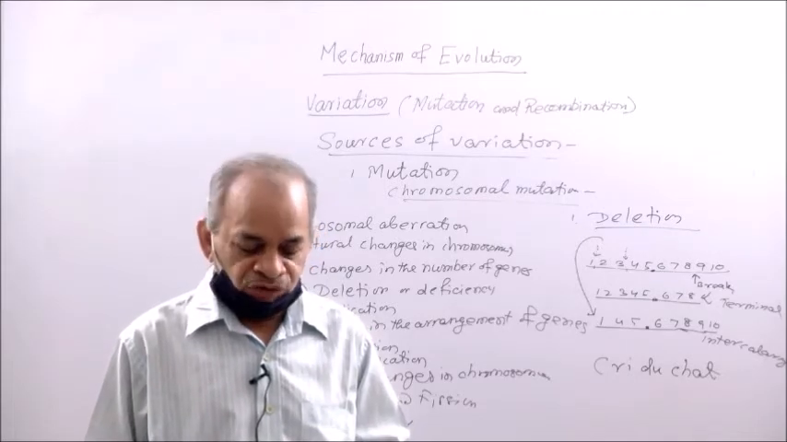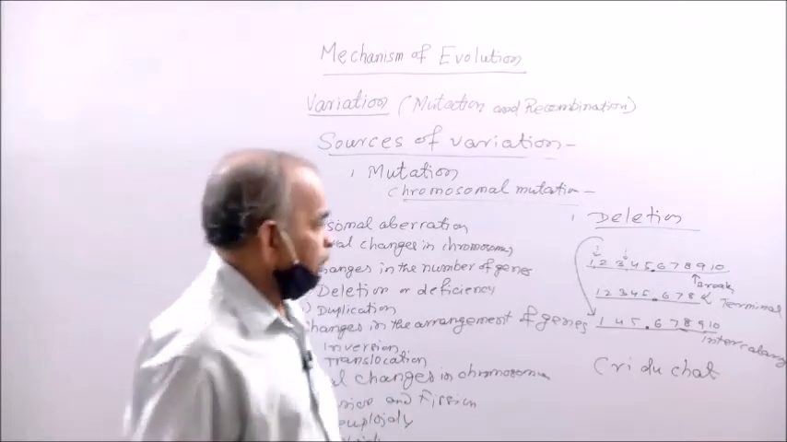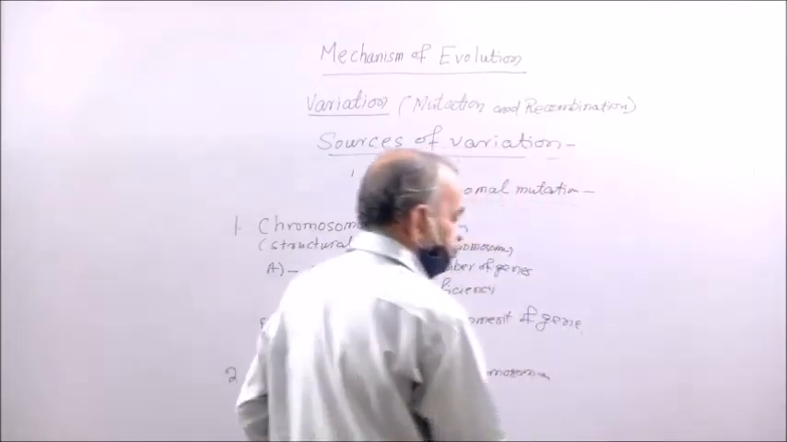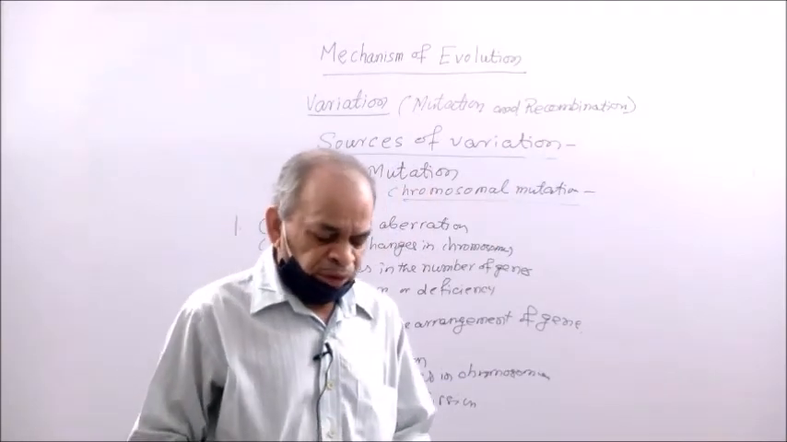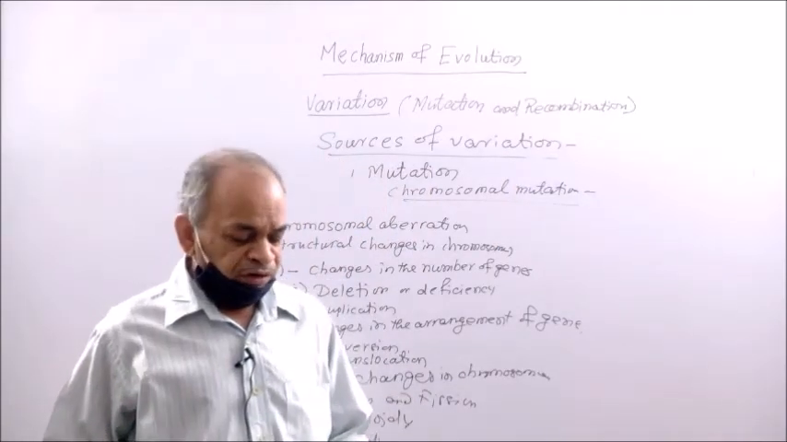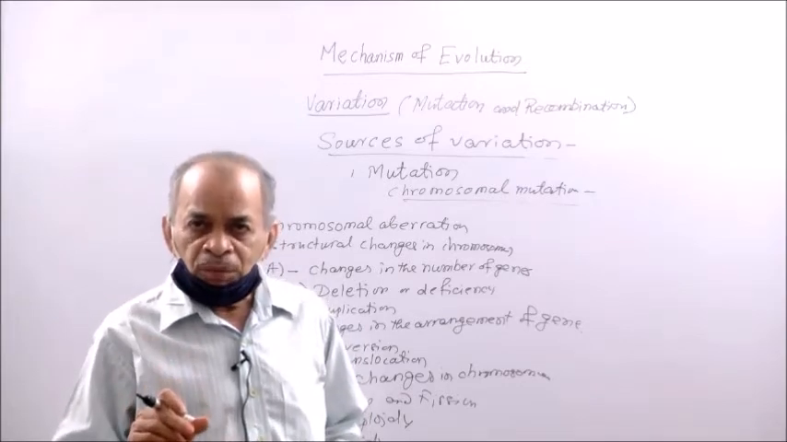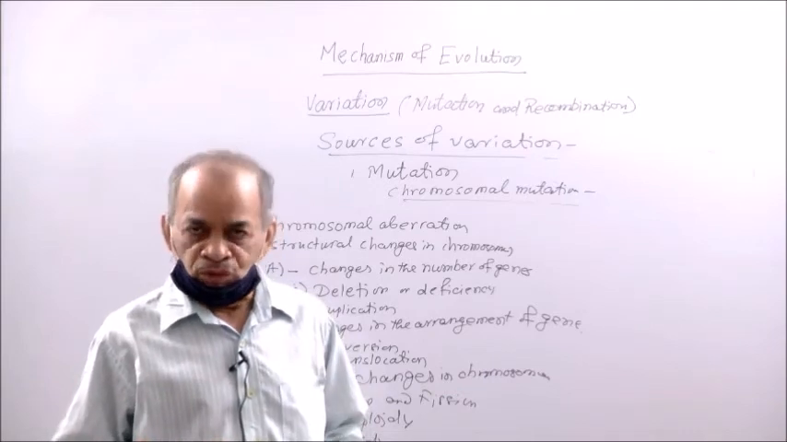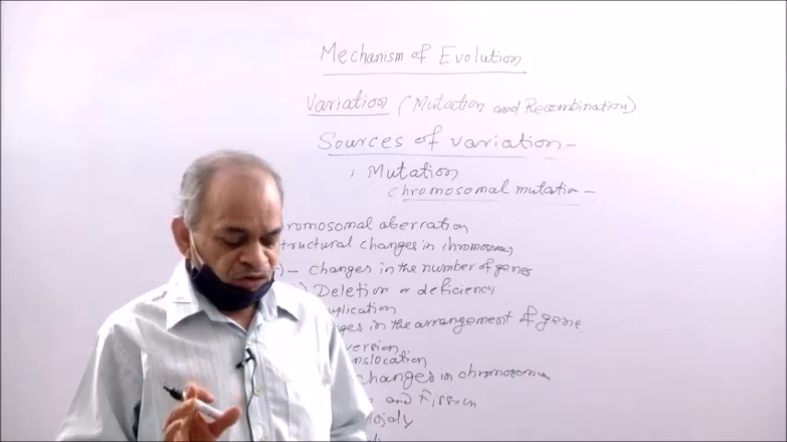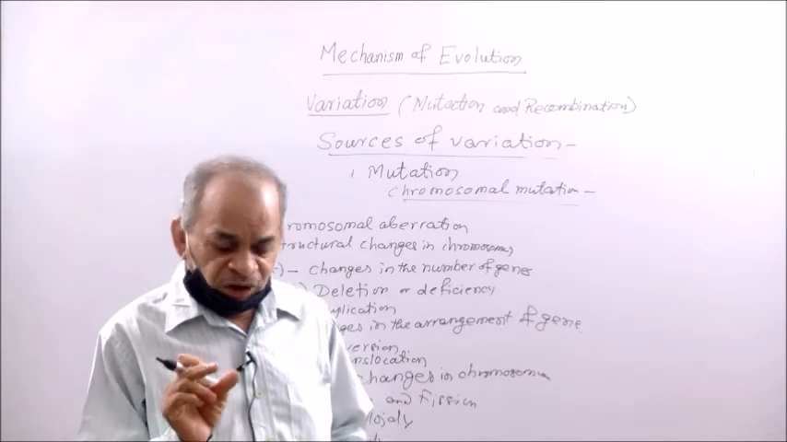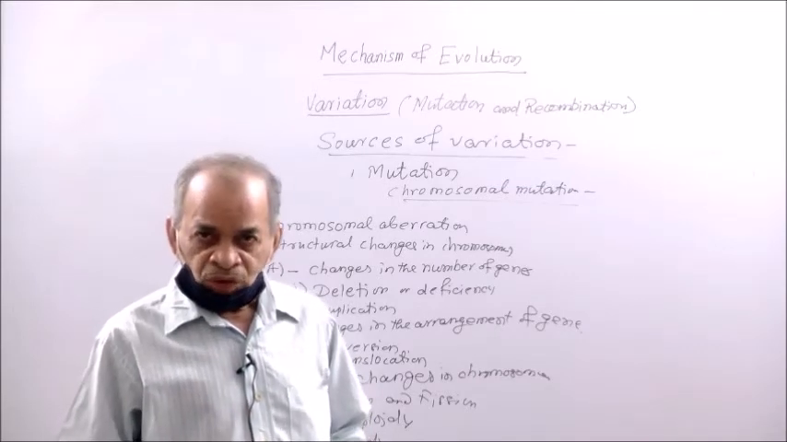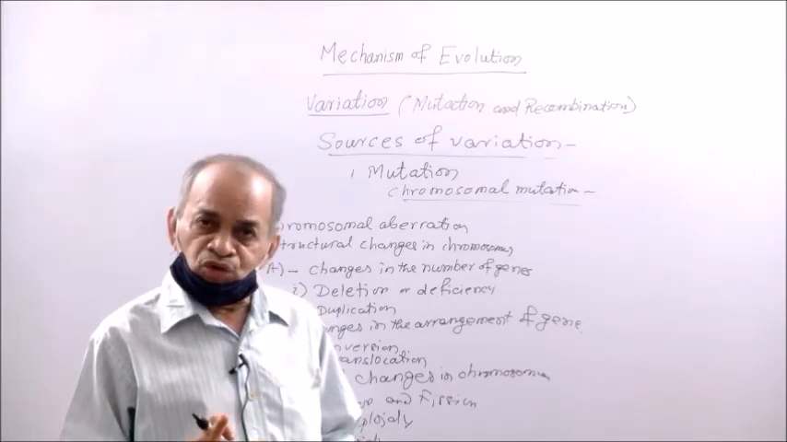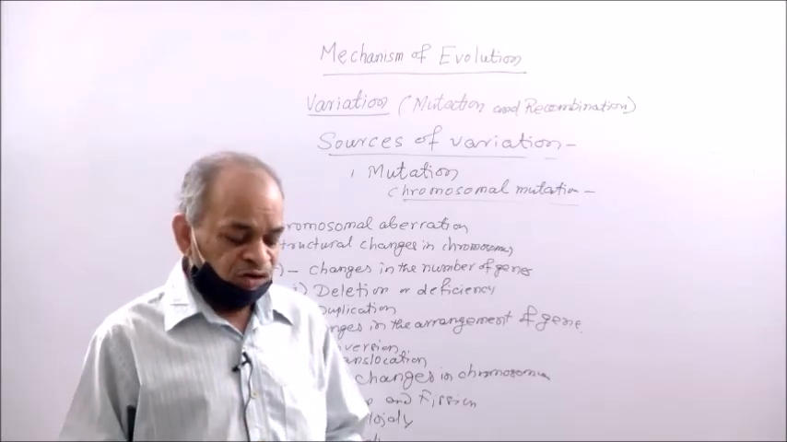That is cri du chat. Then duplication. It refers to the presence of a chromosomal segment more than once in a set of chromosomes. Normally every segment is present once. If it is present more than once in a set of chromosomes, it is called duplication.